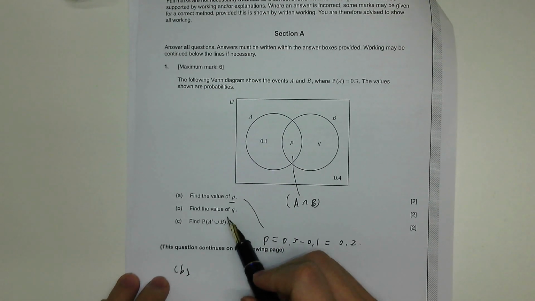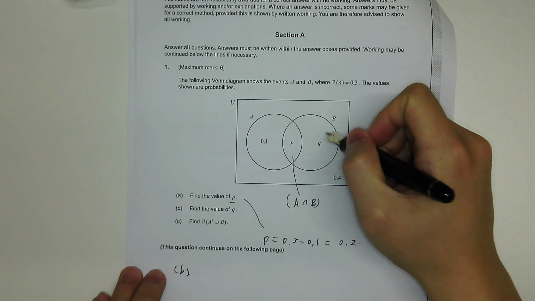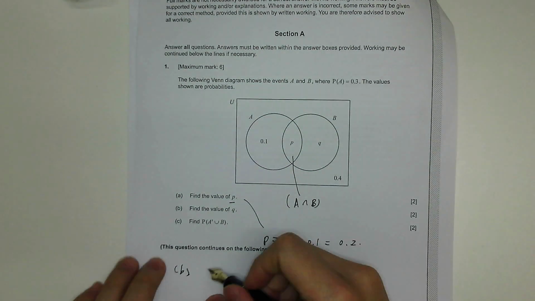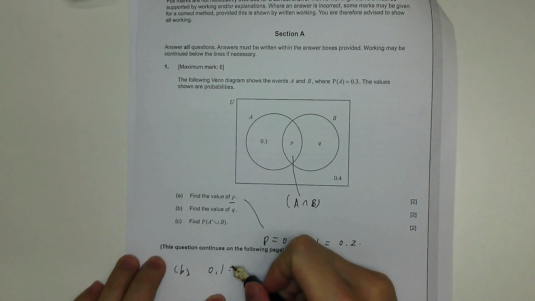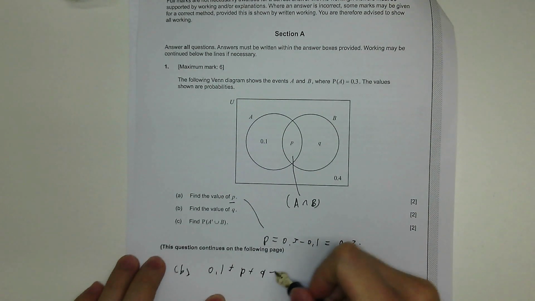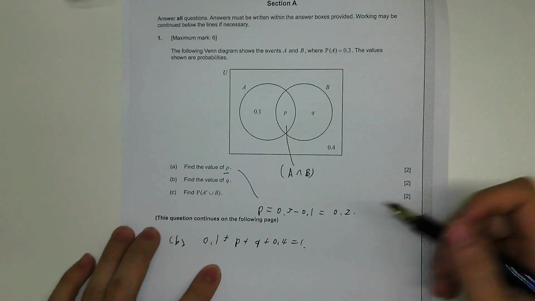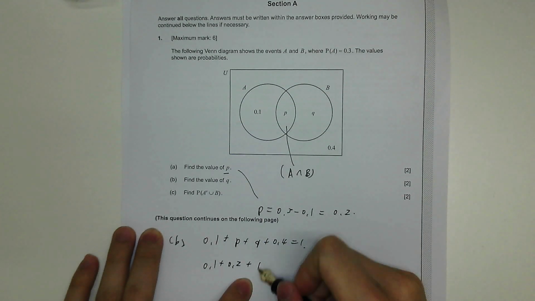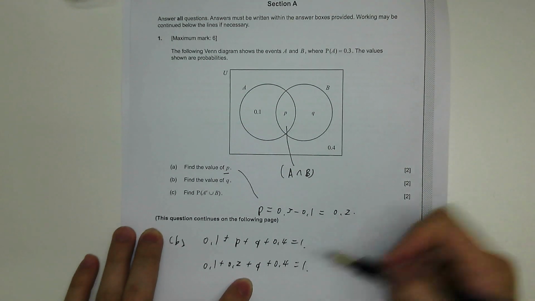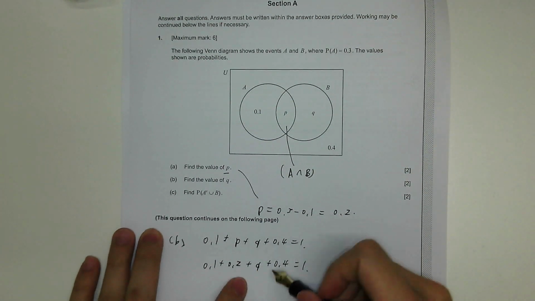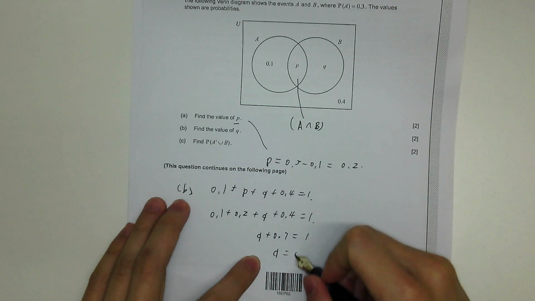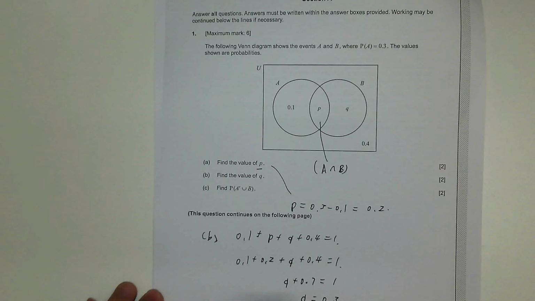Part B. Find the value of Q. So Q is inside circle B, right? We know that the total probability equals 1. So the equation is 0.1 plus P plus Q plus 0.4 equals 1. We know P equals 0.2, so we sub it back. 0.1 plus 0.2 plus 0.4 equals 0.7. So Q equals 0.3.